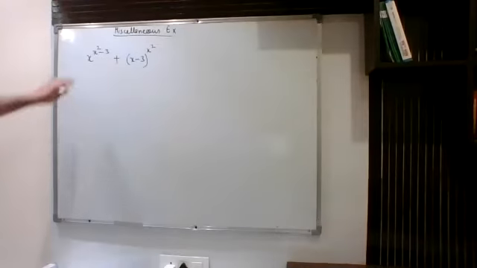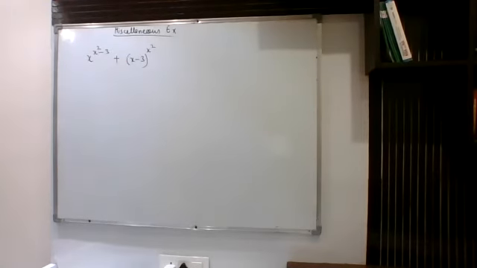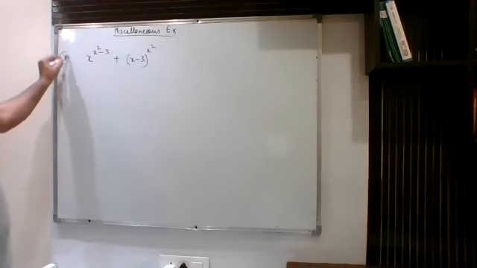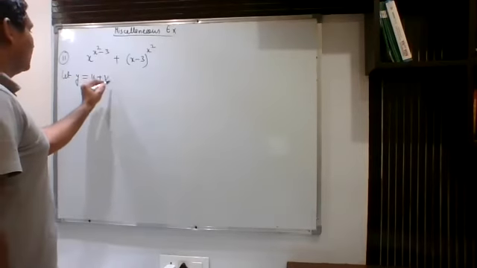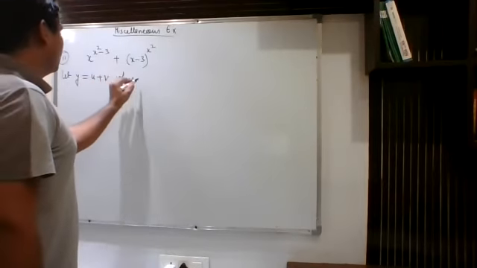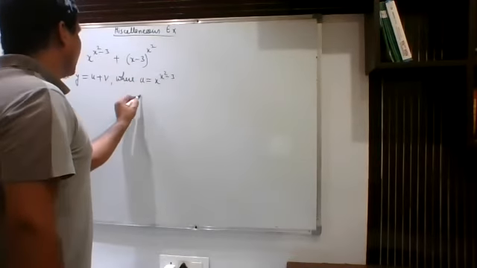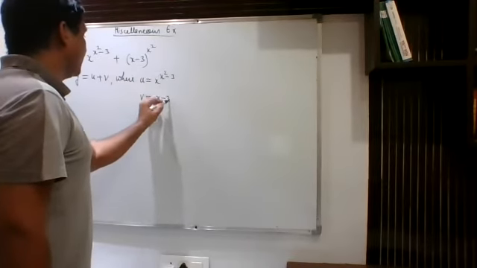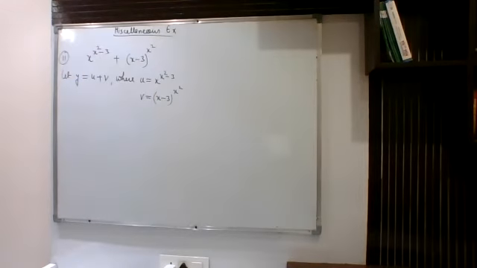Now you can see that it is function to the power of function plus function to the power of some other function. So here we need to apply logarithmic differentiation. So your steps will be, say let y is equal to u plus v, where u stands for x to the power of x square minus 3 and v stands for x minus 3 to the power of x square. Your u and v.